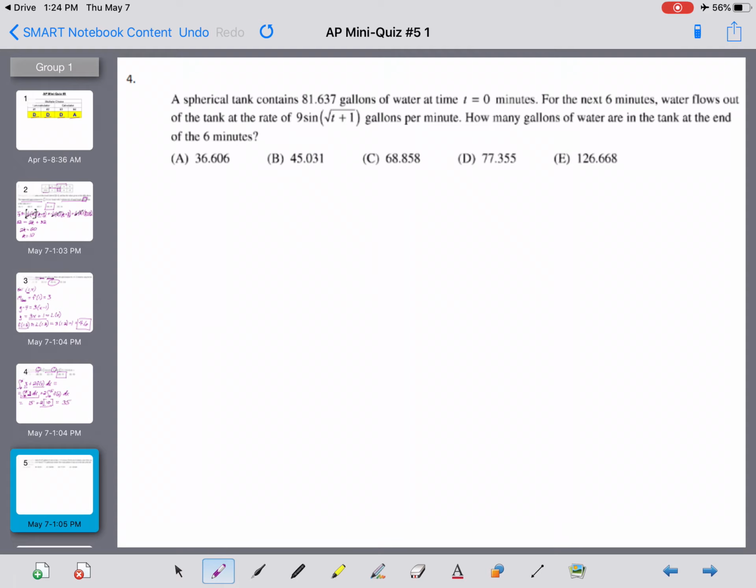And let's take a look at number 4. And now with all of these messy decimals here, I got a feeling we are going to need a calculator here. But let's see what's going on. A spherical tank contains 81.637 gallons of water at t equals 0 minutes.